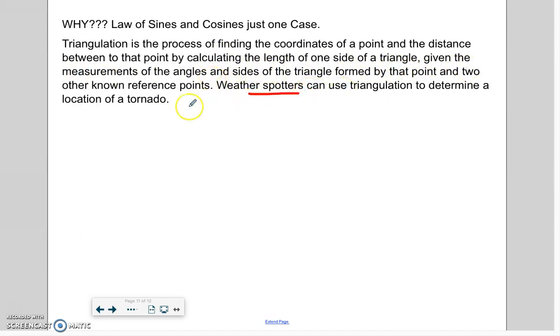Weather spotters can determine the location of tornadoes. Or the surveyors that just created this big bypass over the Bear River did the same thing. They had 3 spots, and they measured the distances between them and the angles to know how much room they had to cover. Obviously, you're not going to run into a tornado, and you're not going to scale the length of the Bear River to figure out distances. So we can use the law of sines and cosines for all of those situations because we're using non-right triangles.